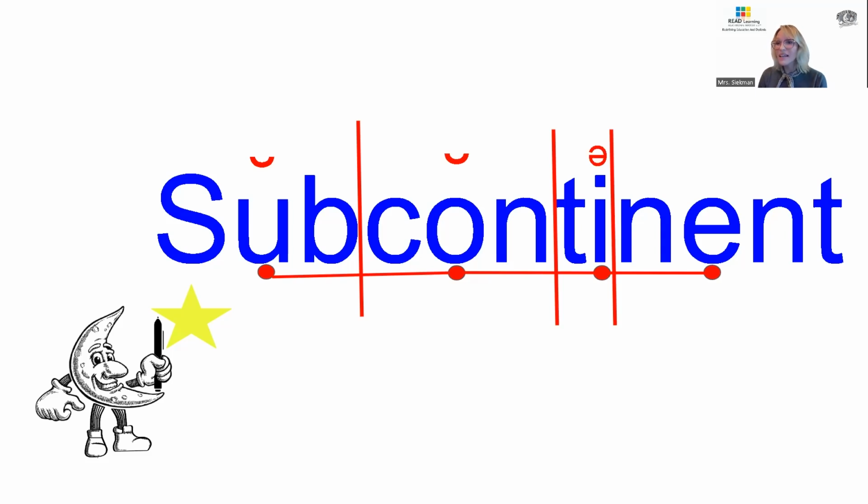Mark my vowel. That's a schwa. And mark my last vowel. Now I can read this really long word much more easily. Sub, con, ta, nent. Subcontinent. Excellent work.